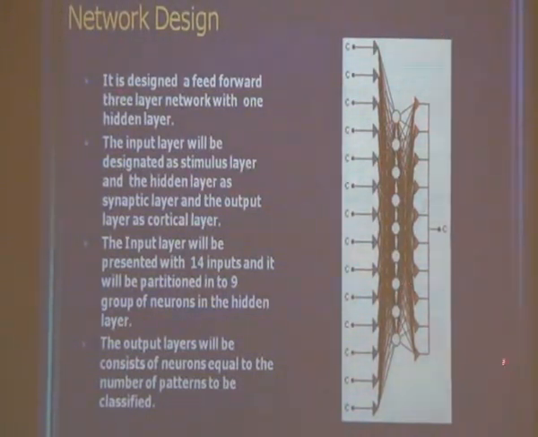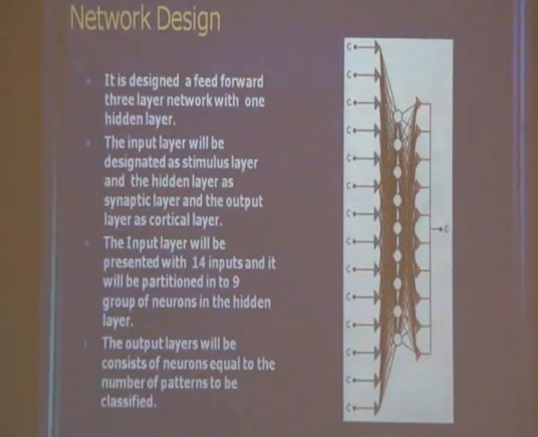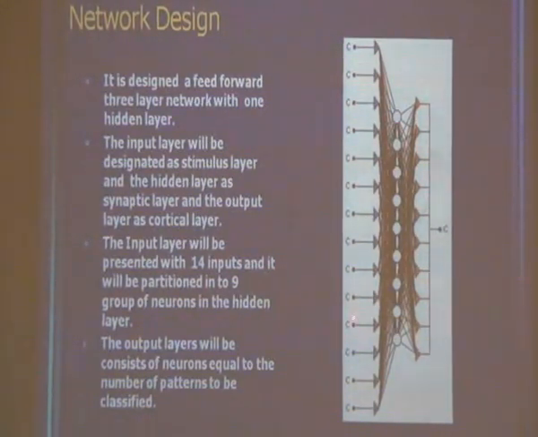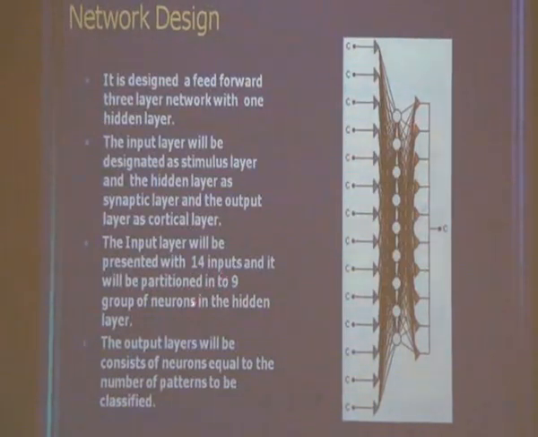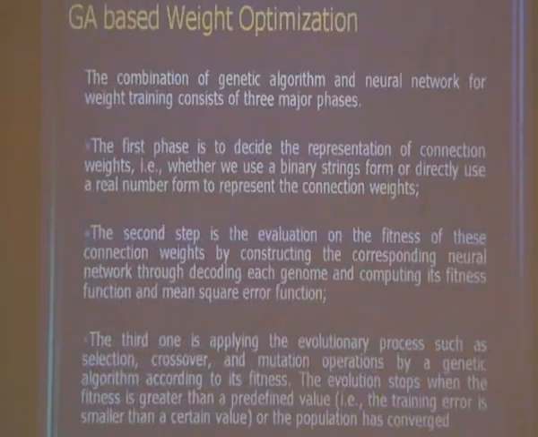The network design, this also we need to design. Different topologies can be designed. For that, you can use a genetic algorithm, or you can give inputs and train the network, and based on that, the best network topology can be selected. This is 14 inputs, 9 hidden neurons, and finally 10 outputs. These two cannot be changed. The input and the output cannot be changed. Only hidden neurons will be changed.